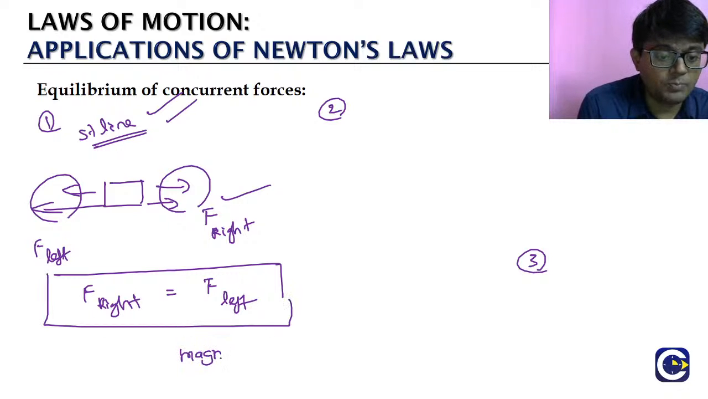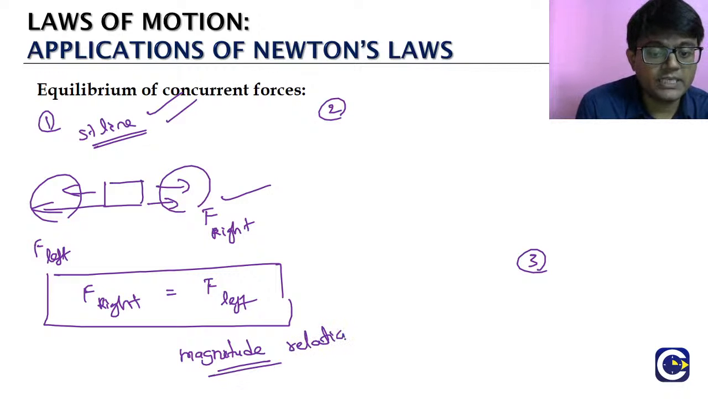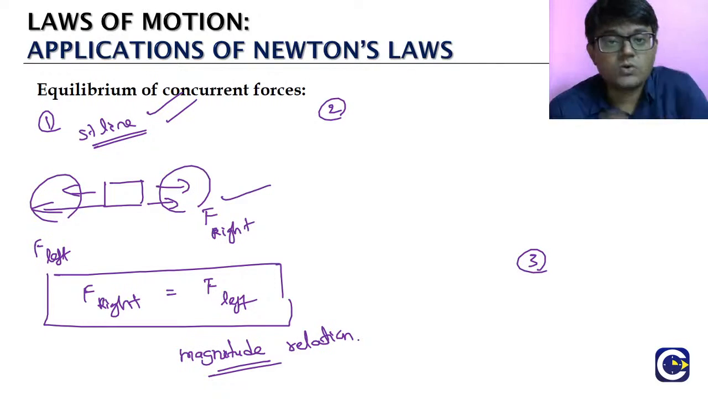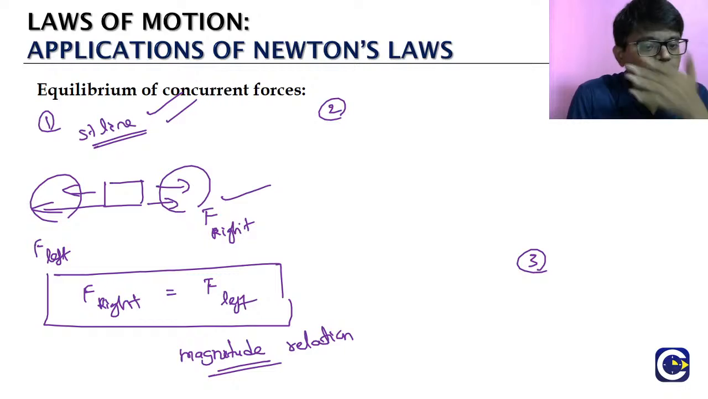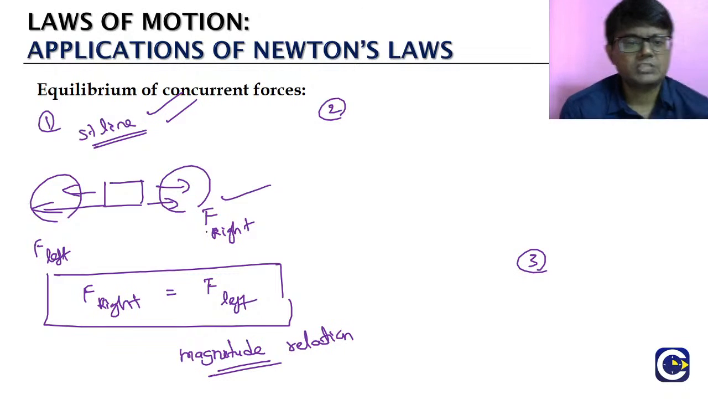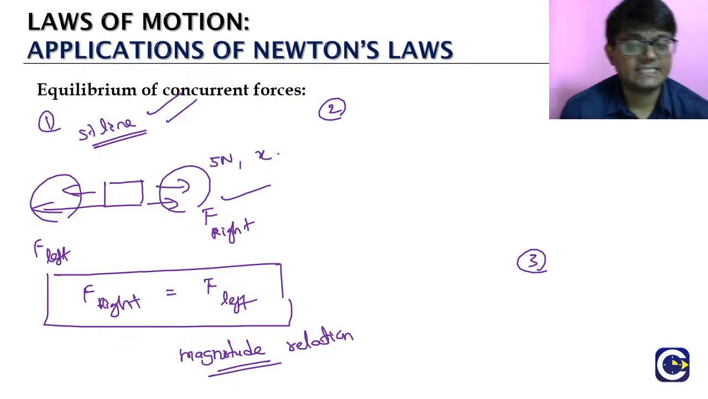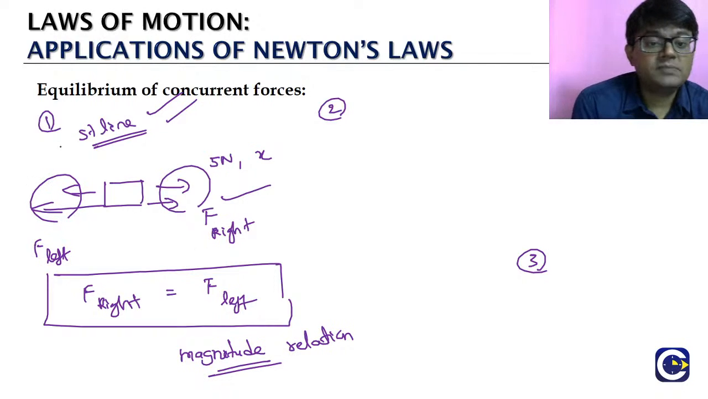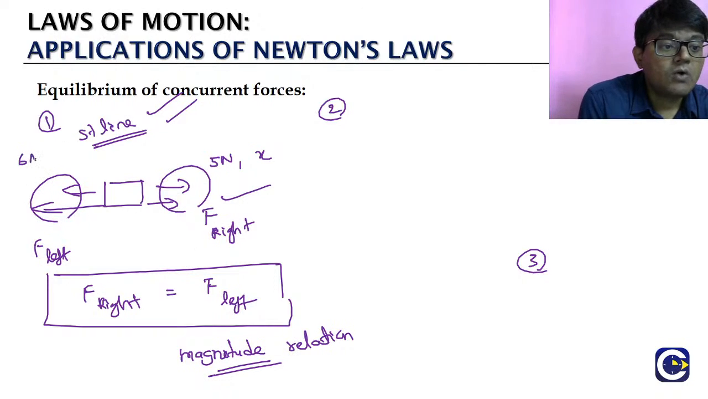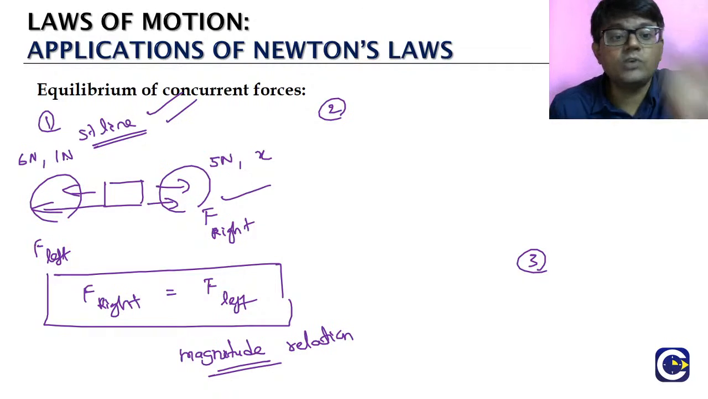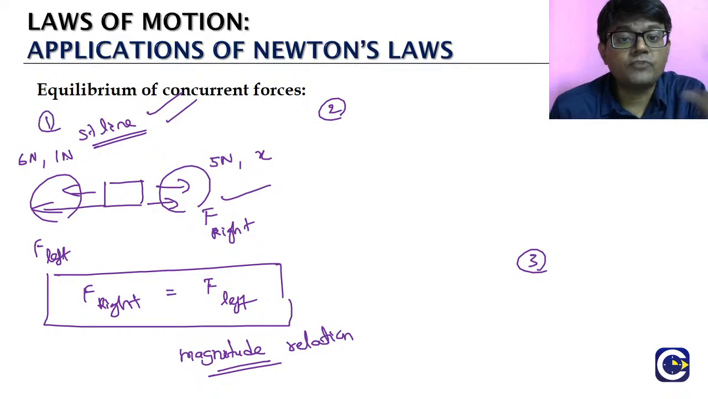Directions are opposite. Magnitude wise, what will be the relation? Whatever the total left side forces, magnitude wise they will be equal to the total right side forces. I'm just telling you one very basic question. Let's say towards the right side there are two forces, one force is 5 newtons, the other is x. On the left side there are two forces, one is 6 newtons, the other is 1 newton. I'll say that there is an equilibrium, then I can ask you to find the value of x.